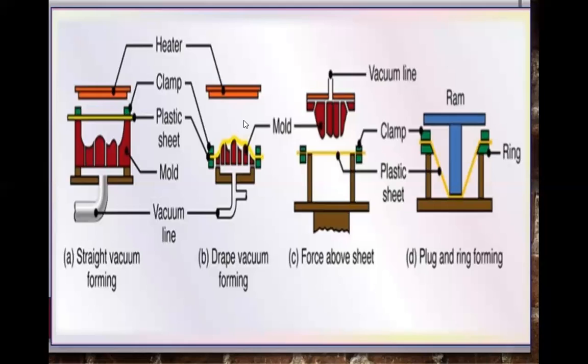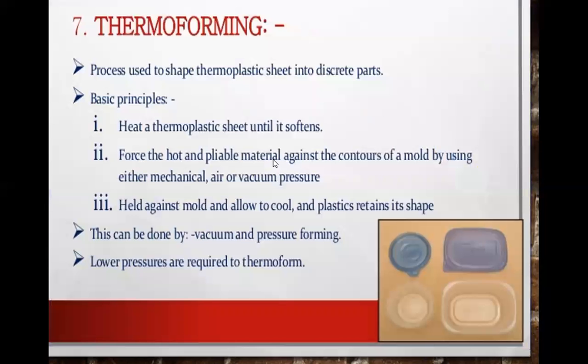After that, the heater in the upper part of the apparatus comes closer and presses, and the sheet takes the shape of this mold. Because the heaters in the upper part come in contact with the plastic material, it becomes heated and melted, and it takes the shape of this mold. So this is drape vacuum forming. So this is about the thermoforming method.